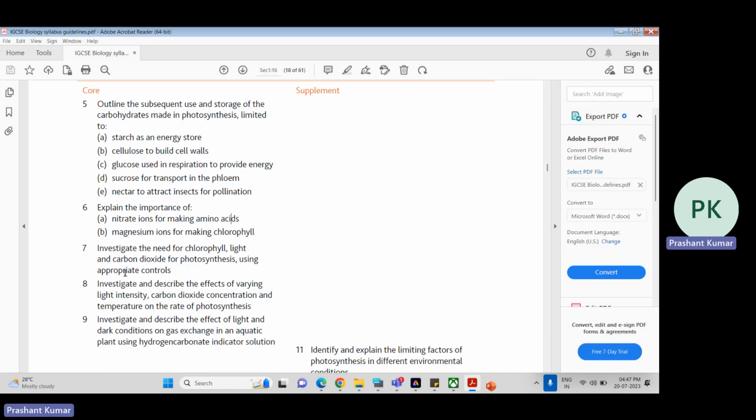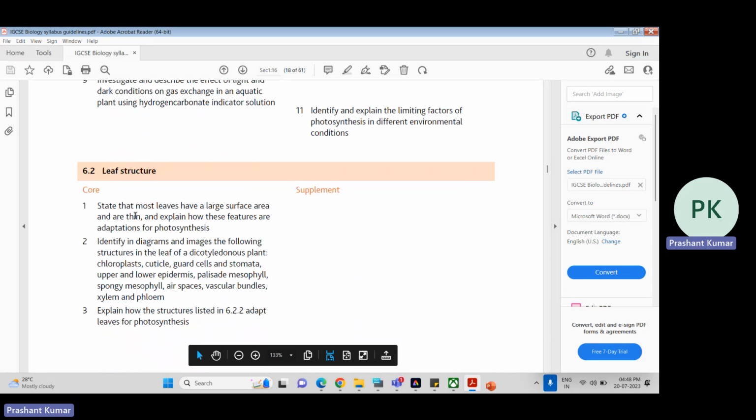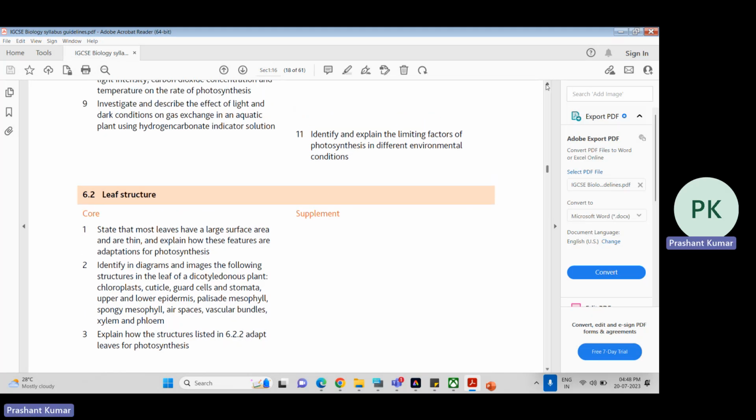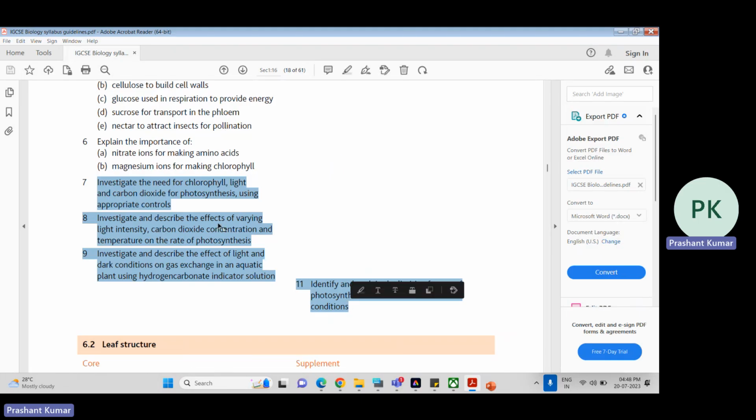Then we are not going to touch the investigation part of this topic because this belongs to the alternative to practical paper. So in today's session we'll just discuss the basics of photosynthesis. Then we will talk about the leaf structure. So 6.1 from point 1 to point 6 and 6.2 completely I will cover today. And in the next video I will talk about the investigation and identification of the limiting factor. These four topics will be discussed in the next session.